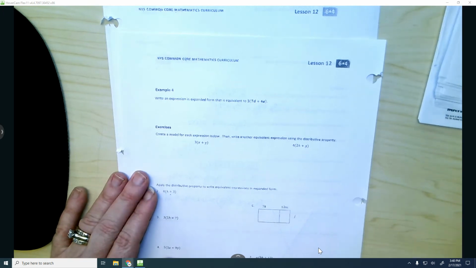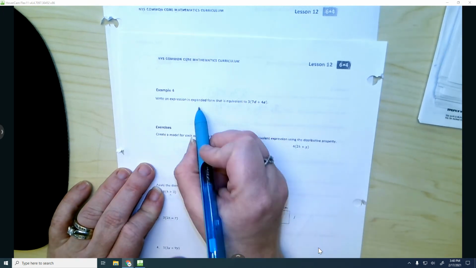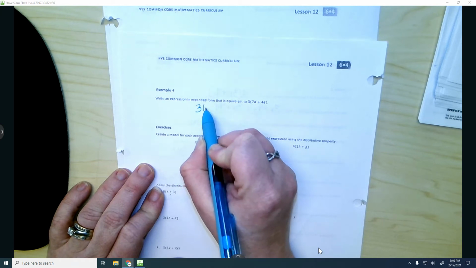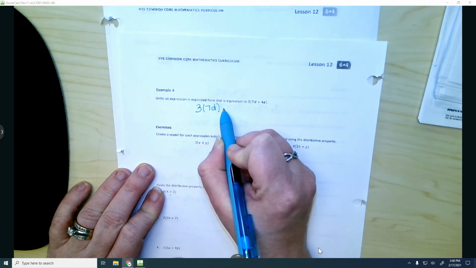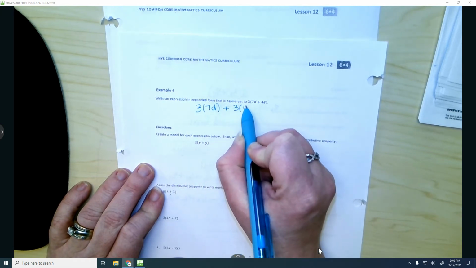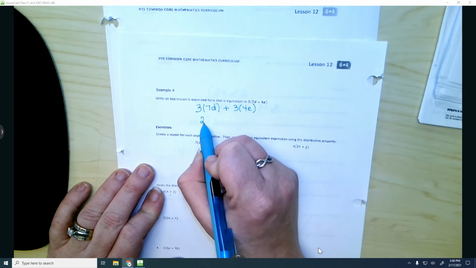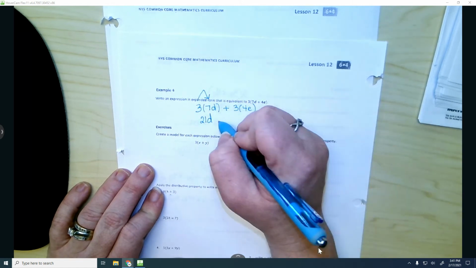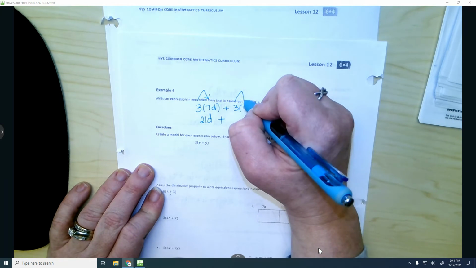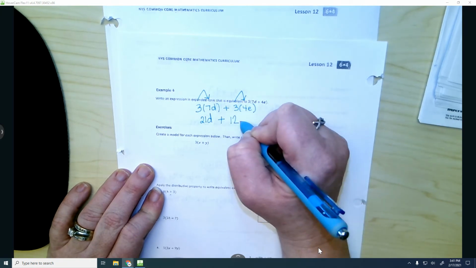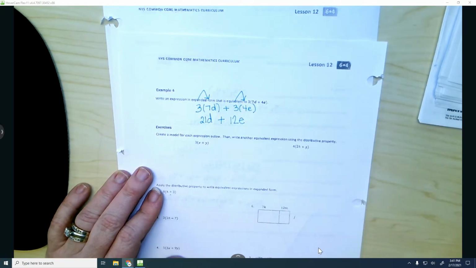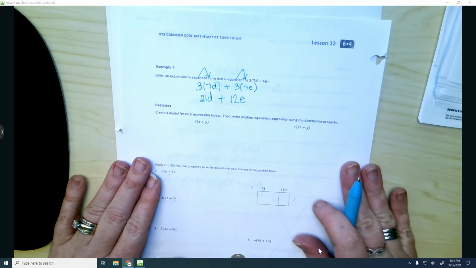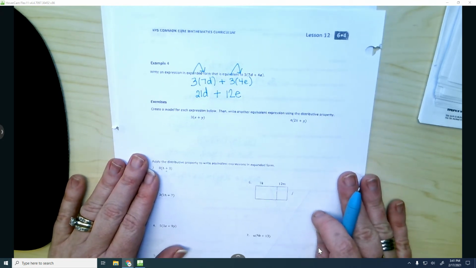So now we're going to have to show 3 groups of those. 3 groups of 7D plus 3 groups of 4E. That's equivalent to 3 times 7 is 21, the letter follows, plus 3 times 4 is 12, and the letter follows. Again, we cannot combine them because this is addition. In multiplication, we could combine them. In addition, we're not going to.